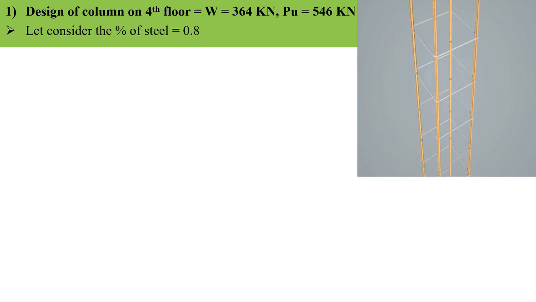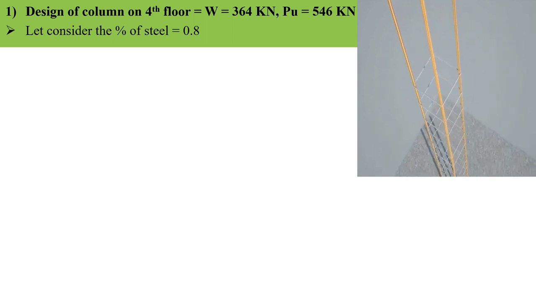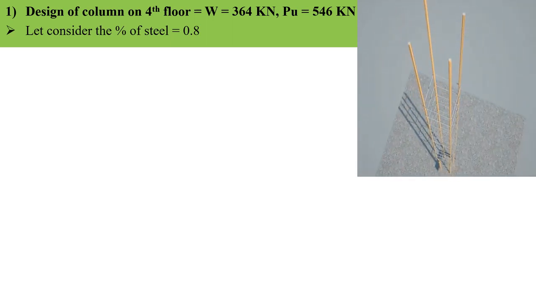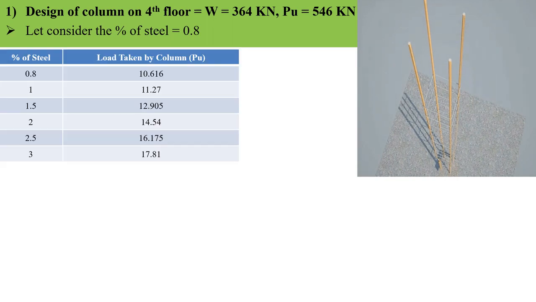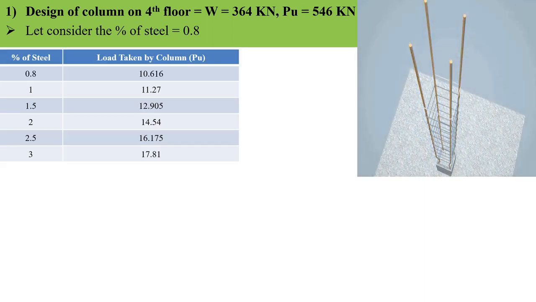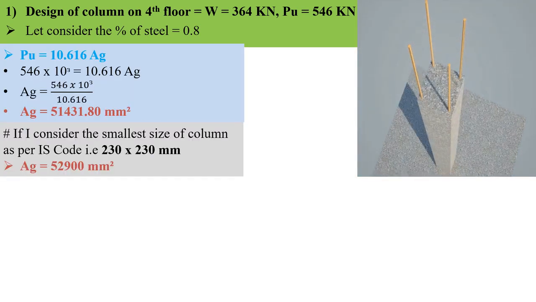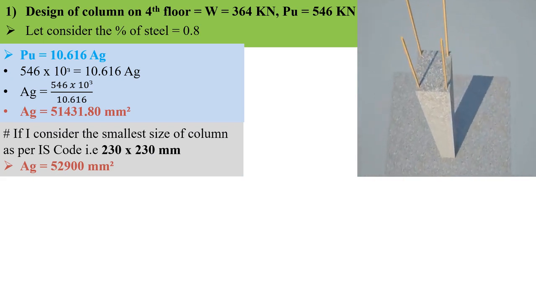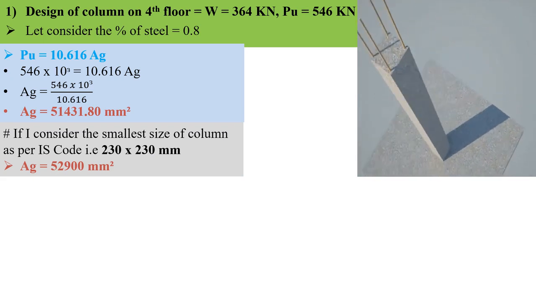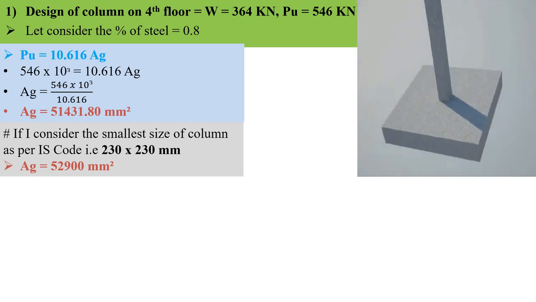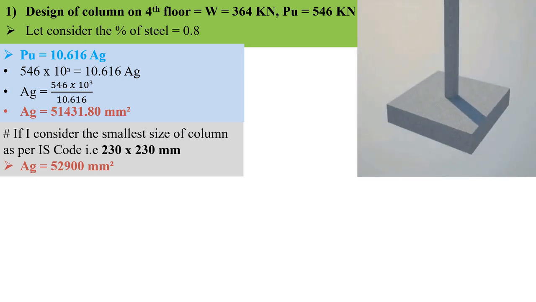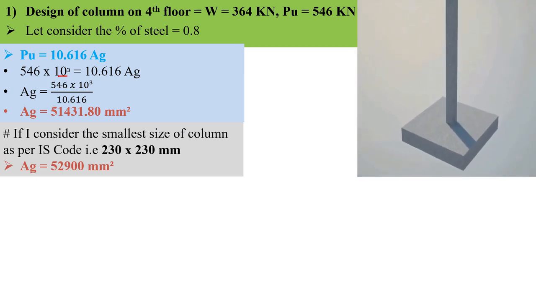As the load is less, I am going to consider the least steel percentage, that is 0.8%. As we are already aware of the table, for 0.8% of steel, I need to take a total load equals to 10.616. So let me take PU equals to 10.616 Ag. Now I am able to get 546, that is the PU which we already calculated. That is in kilonewton, I am making it into newton, so multiplying by 10 raised to 3.